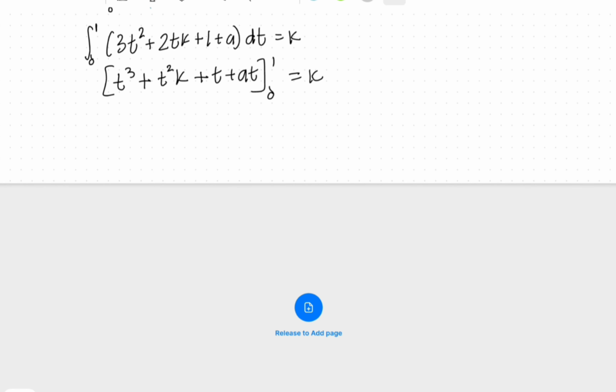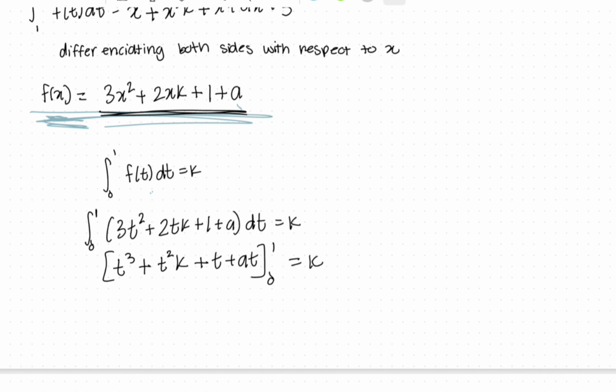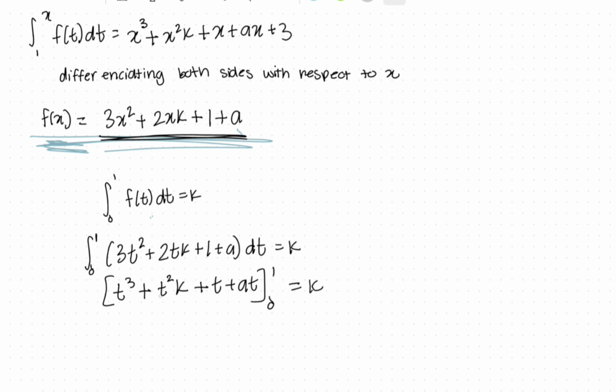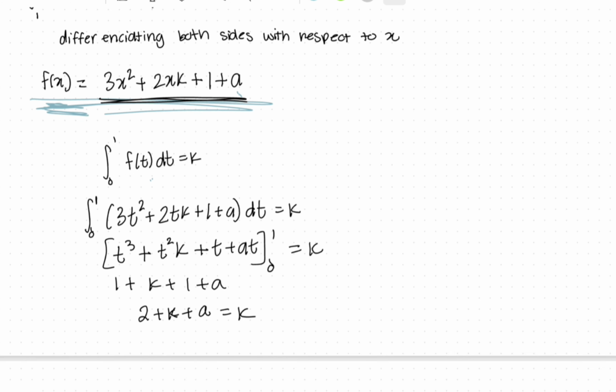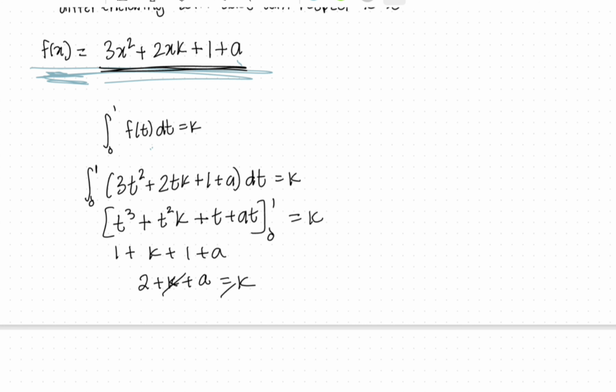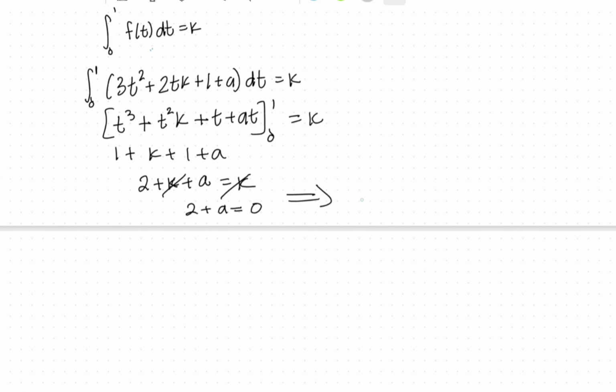Let me just do this. Now let's replace t with 1 in here, so we get 1 plus k plus 1 plus a. If we replace t with 0, we get 0, so I'm not going to do that. Then we do 2 plus k plus a, just simplifying it, equals k. We can cancel out this k, and we're left with 2 plus a is equal to 0. Therefore, a is equal to -2.